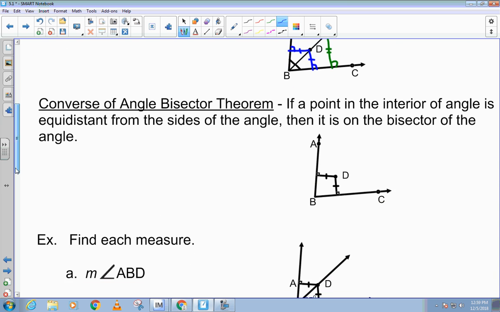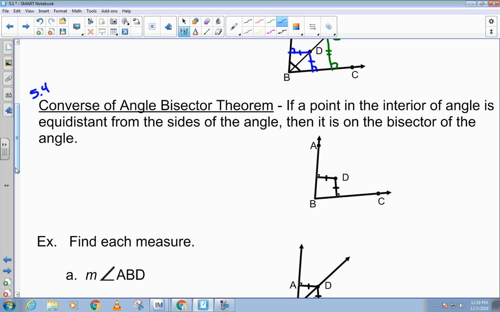The converse of this is also true. This is 5.4, okay? If a point is in the interior of an angle, that means it's inside the rays, and it's equidistant from the sides, equidistant means equal distance, then it is on the bisector of the angle. So we have this point that is inside the angle. When we see that this point is equidistant, the same distance from the two sides, then I can draw a ray or a line from the vertex through that point, and it is going to be the angle bisector. Okay? So if you have a point inside the angle that's the same distance from both sides, then I can connect the vertex and that point, and that will bisect the angle.